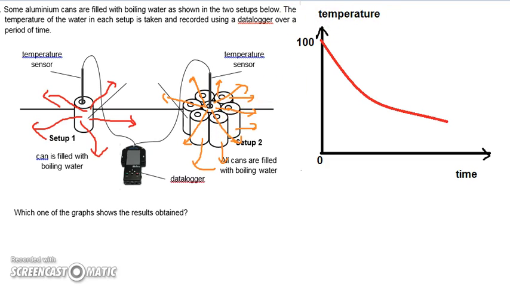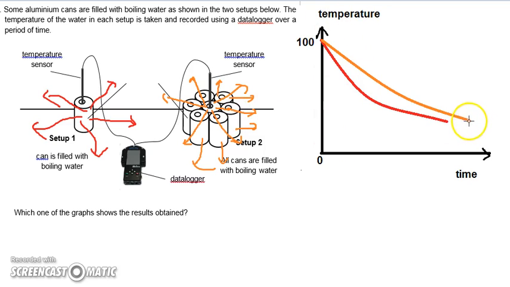So with that in mind, do you think that the inner can in setup 2 will lose the heat faster, or do you think it will lose the heat slower? So if it loses heat slower, it will be like that. It will take a longer time before it reaches the same amount of heat. That means at any point in time, if you read the graph, you will see that the heat will always be higher than in setup 1 because it is taking a long time.